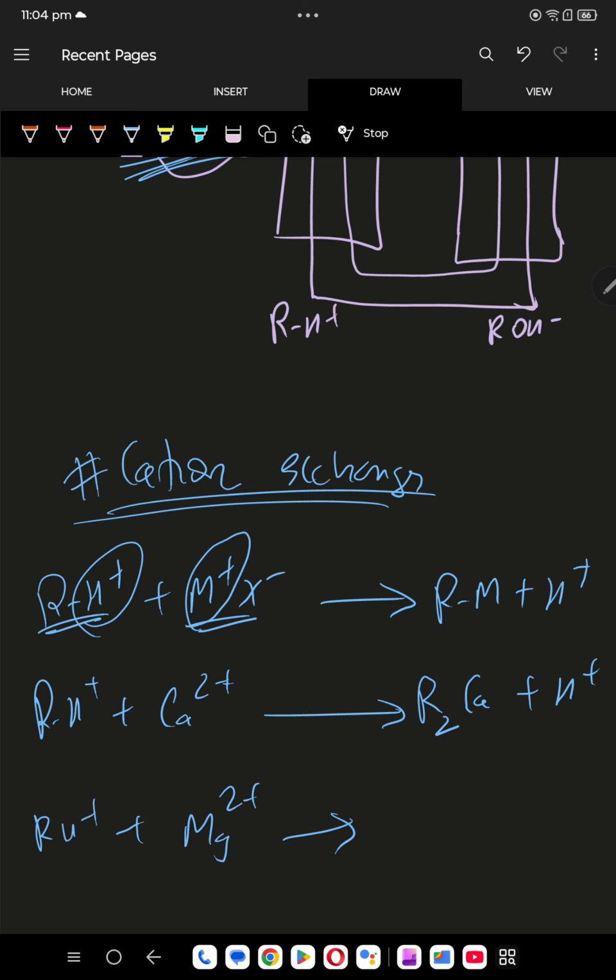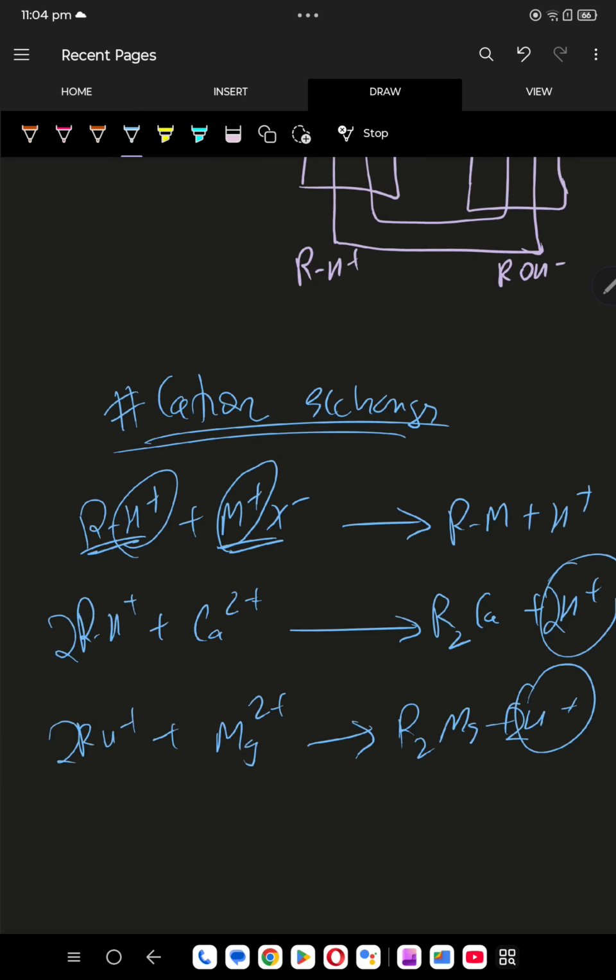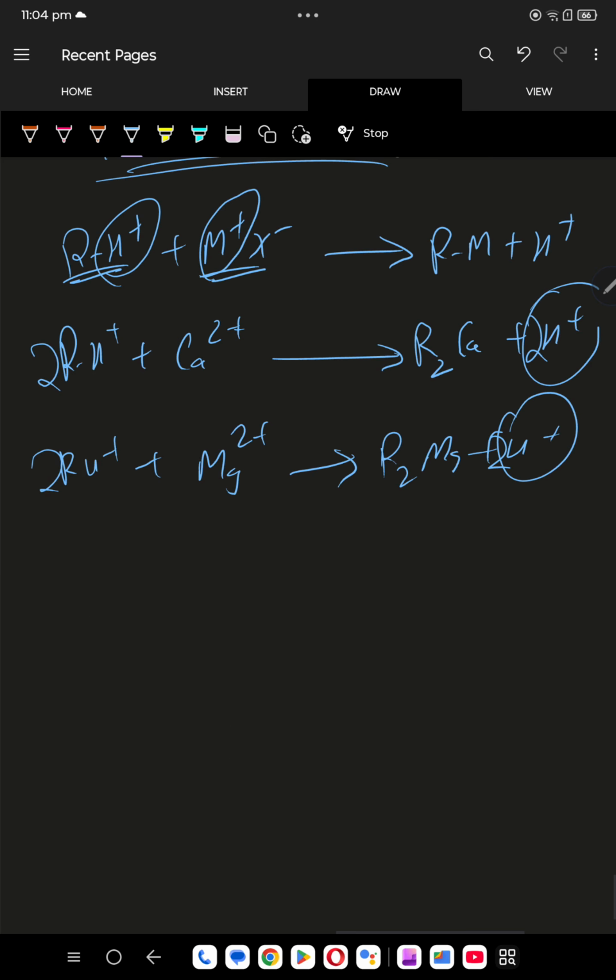Similarly, one more example, RH+ plus Mg2+. What is it going to become? R2Mg plus H+. Sorry, here 2 is there, so this will become 2 and 2H+. So here again same 2H+. That's it. Hydrogen is released here. Keep it like that. I'll tell you what we should do with that.